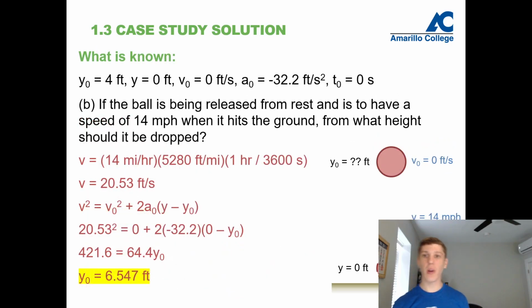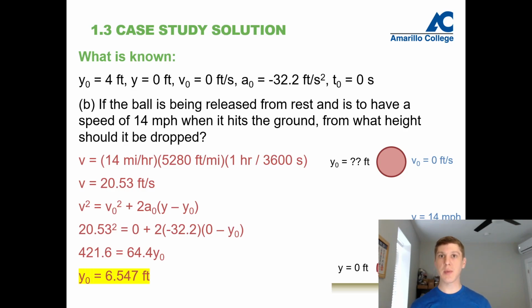Okay, the second part of this problem says if the ball is released from rest and is to have a speed of 14 miles per hour when it hits the ground, from what height should it be dropped? So this is the same type of problem, but instead of giving you the initial height, I am now giving you the final velocity. So I'm giving you v and asking you to find y naught, which is really just some algebraic manipulation of the same equations.